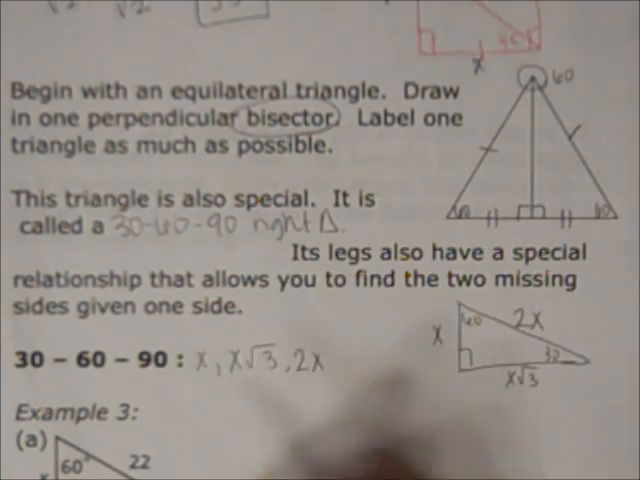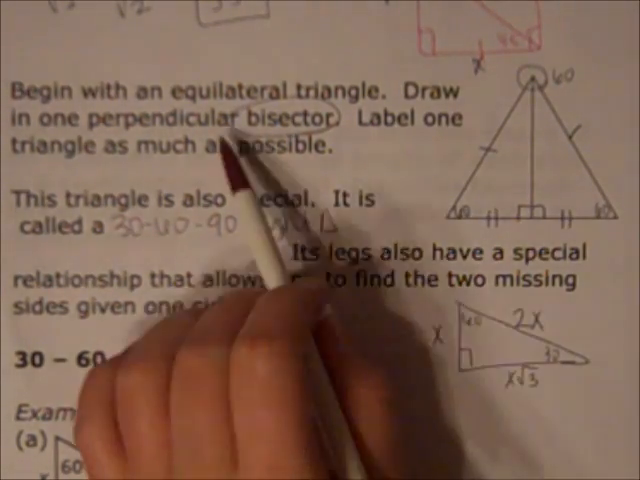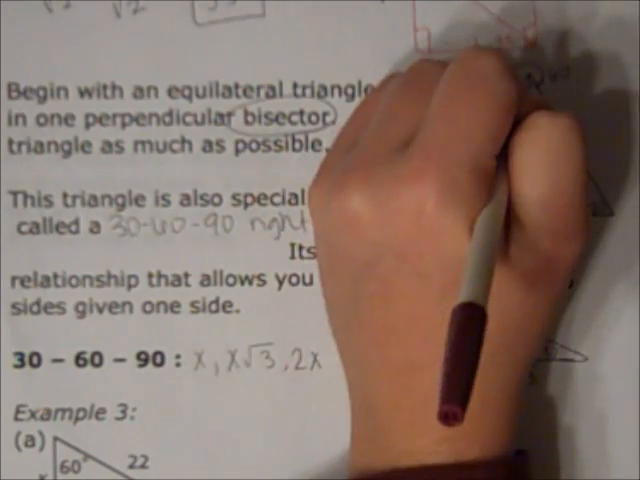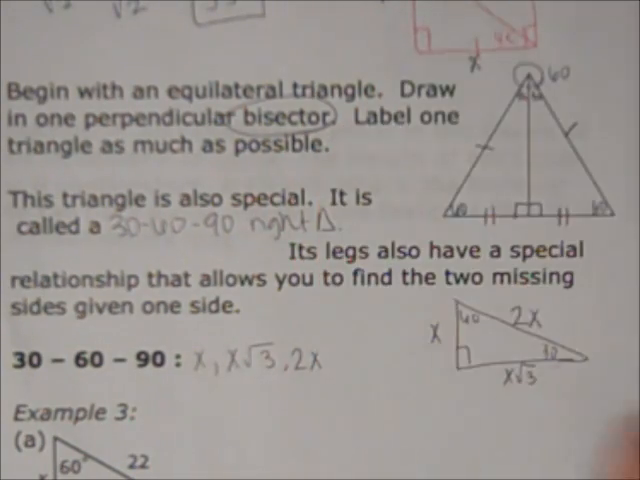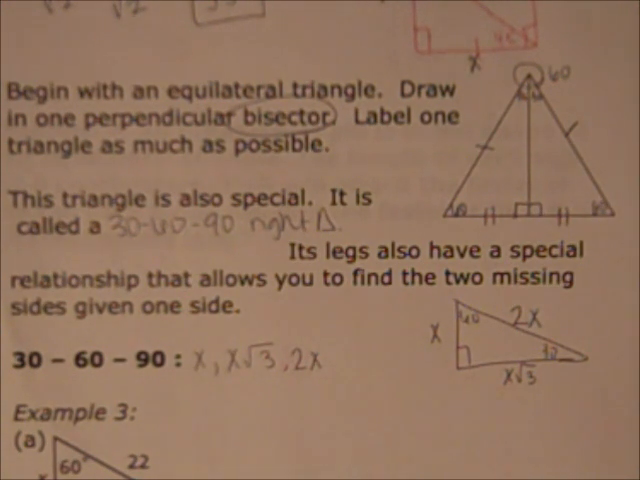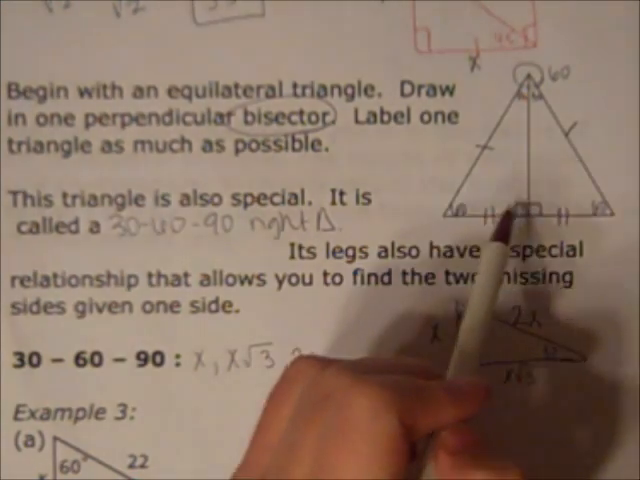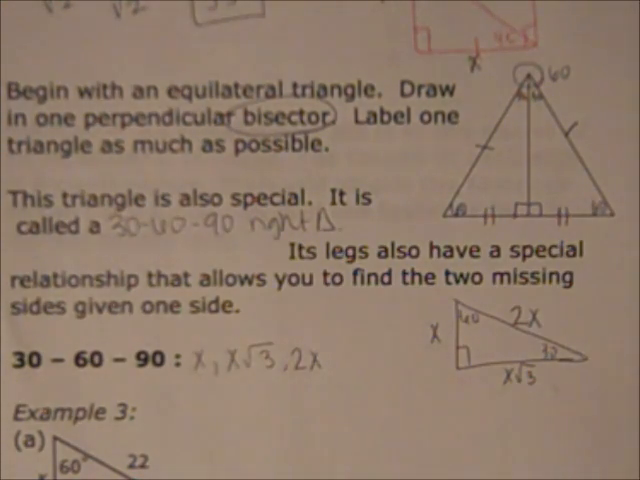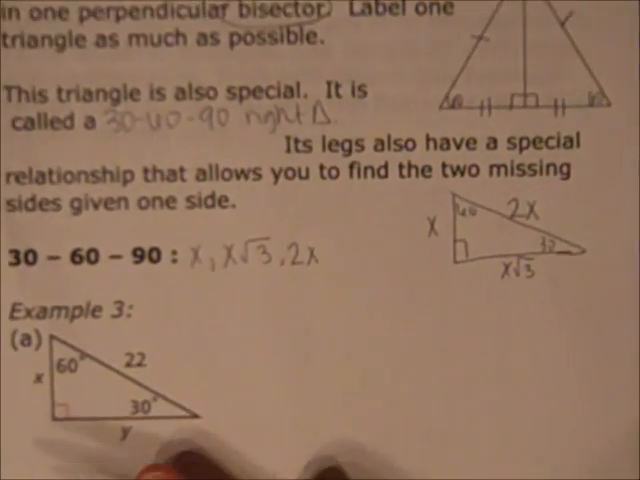This whole angle was 60 degrees, and then I bisected it. So this is going to be 30, and that is going to be 30. So that's why this new special triangle that's derived from an equilateral triangle is called a 30, 60, 90 triangle. Okay, so let's look at the formula here.